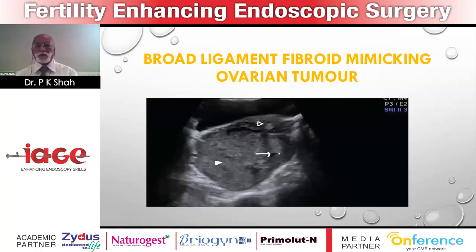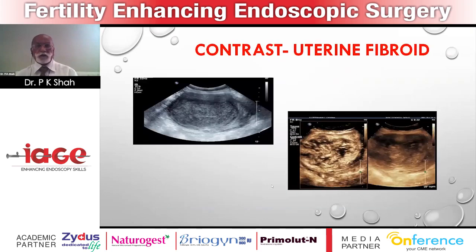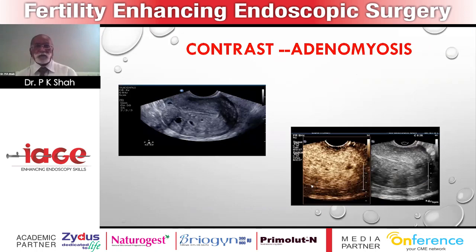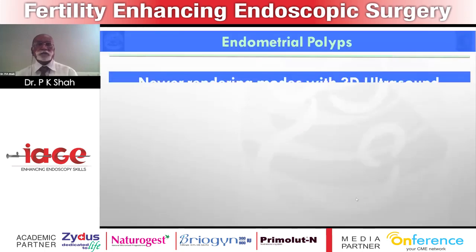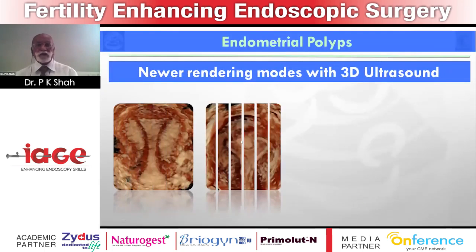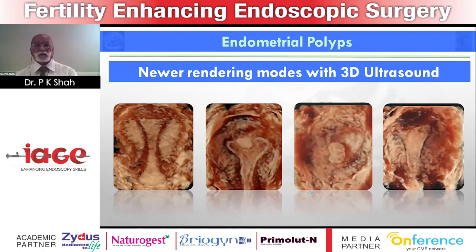This is a broad ligament fibroid where you have a totally separate uterus, and you should know this very well and also look for kidney and ureter. Then there is something called contrast enhanced ultrasonography that can be used to diagnose either fibroid or adenomyosis. Always rule out fibroid polyp or rather the mucous polyp, which is a differential diagnosis from the submucous fibroid. Endometrial polyps can be seen beautifully like this on 3D ultrasound.